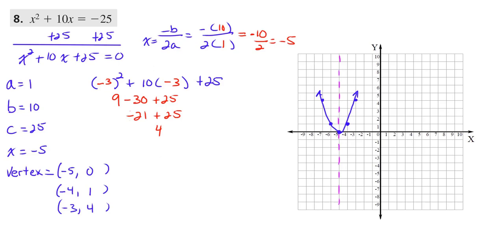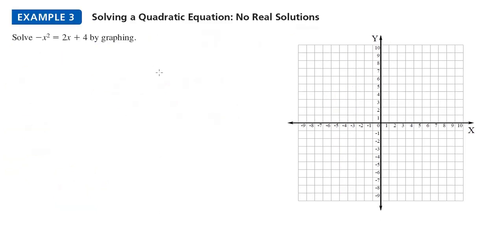So there's our graph and what we already knew from the beginning. If the vertex is on the x-axis, then there's only one solution. And so our solution is x equals -5. All right, now let's look at example 3.